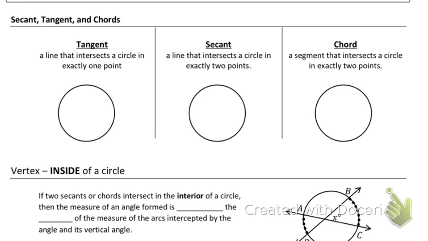A tangent line. A tangent line is a line that intersects a circle in one place. So that might look like this. That would be a tangent line. A secant line is a line that intersects a circle in exactly two places. So a secant hits the circle in two places.